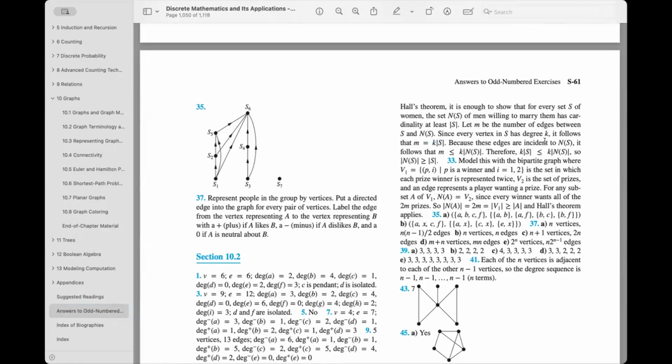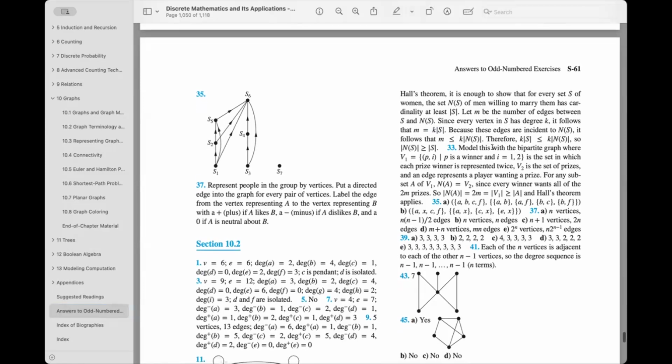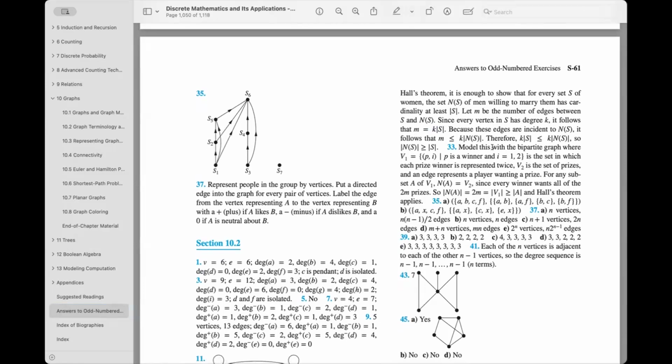Because there are edges incident to N(S), it follows that... Sorry, I don't understand this either. Yeah, sorry for wasting time. I'll just move on. If you have time before the exam, ask your professor about Hall's marriage theorem. I understand the theorem, but I don't exactly understand this particular question, so I'll just move on so we're not wasting more time.